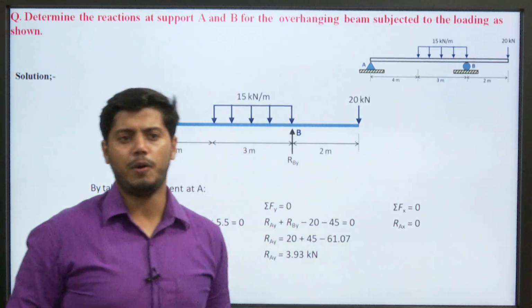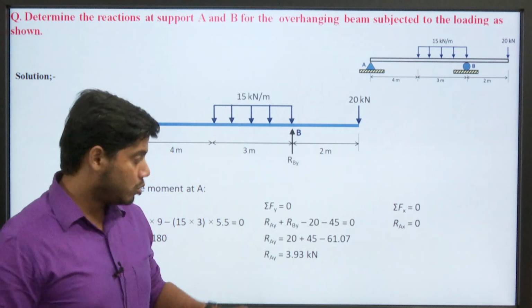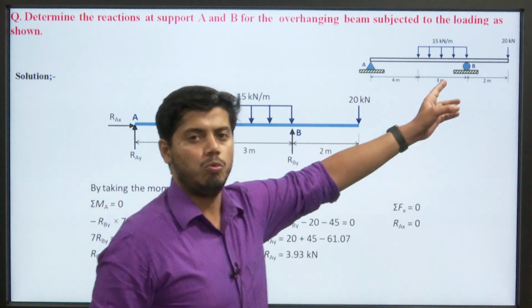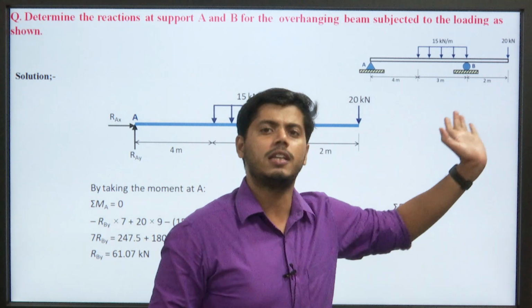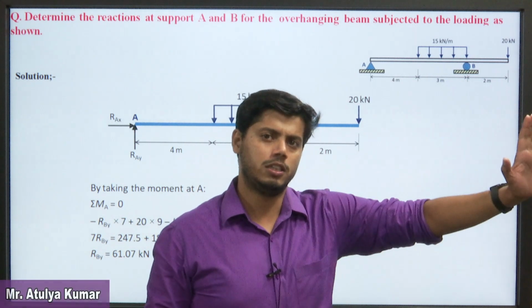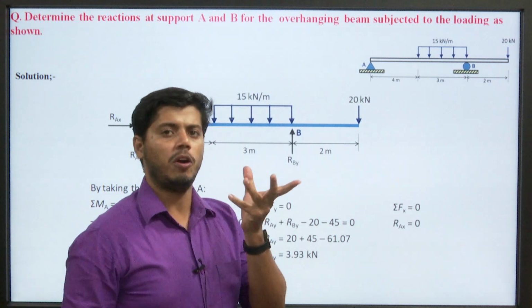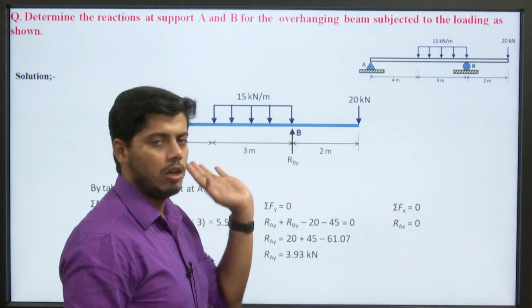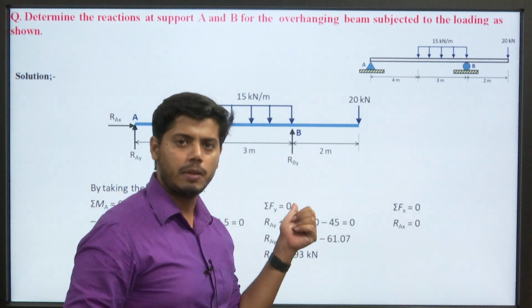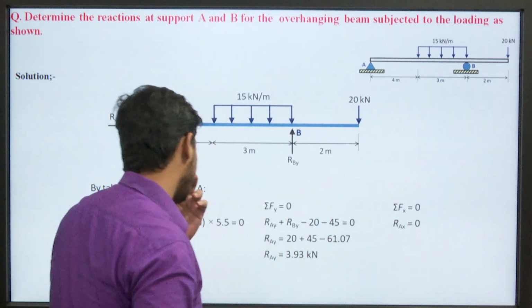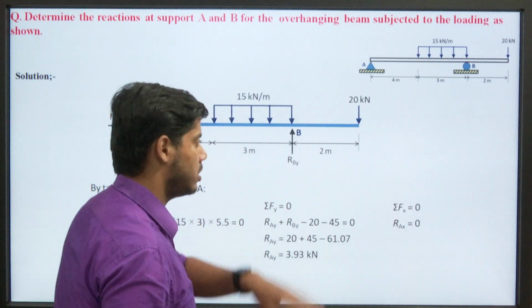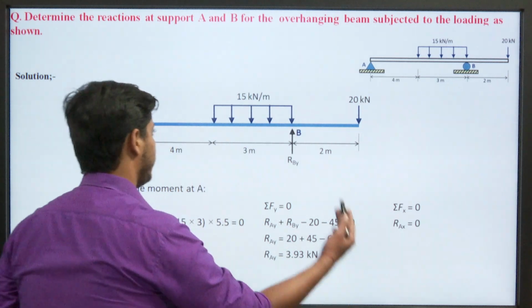Now, let us take an example of an overhanging beam. In an overhanging beam, one part of the beam is overhanged, it extends beyond the support distance. The first step is to draw a free body diagram. One support is a hinge support and the other support is a roller support. So, we have the free body diagram.